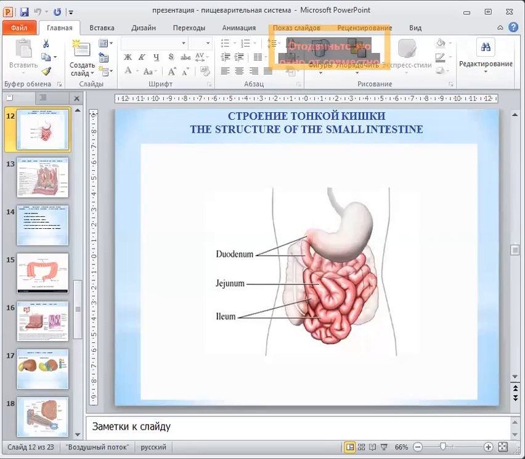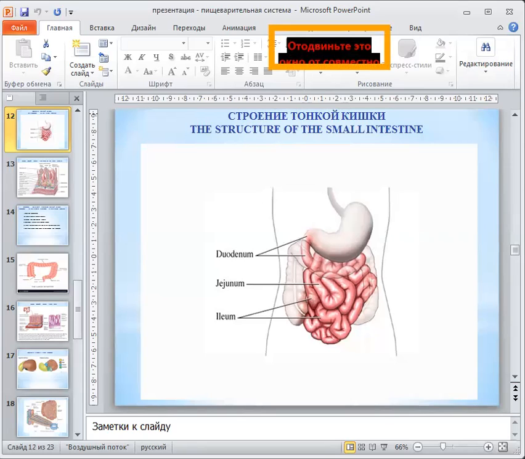Good morning. Now we will study the structure of the small intestine, large intestine, structure of the liver, gallbladder. In this slide, you can see the structure of the small intestine.